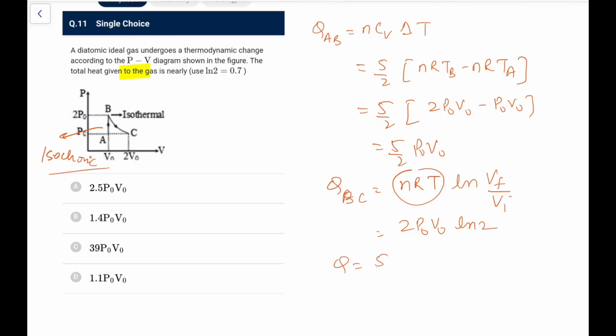That would be 5 by 2 plus 2 ln2, times P0 V0. You are given the value of ln2 also. So 5 by 2 plus 1.4, so 2.5 plus 1.4, that is 3.9. I can make out that 3.9 is wrongly written; it should be 3.9 P0 V0 that we are getting. There's a typo. So go for option C.